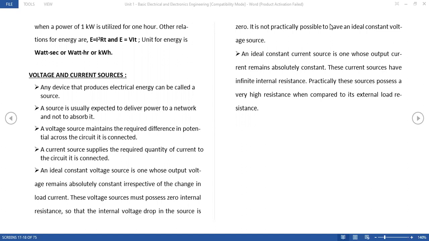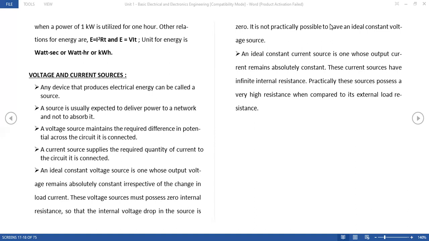Voltage sources are also of two types, ideal voltage source and practical voltage source. Current sources are also of two types, ideal current source and practical current source. So basically, our sources are of two types, dependent sources and independent sources. Independent sources are the voltage source and current source. Dependent sources are the voltage controlled voltage source, voltage controlled current source, current controlled voltage source, and current controlled current source.